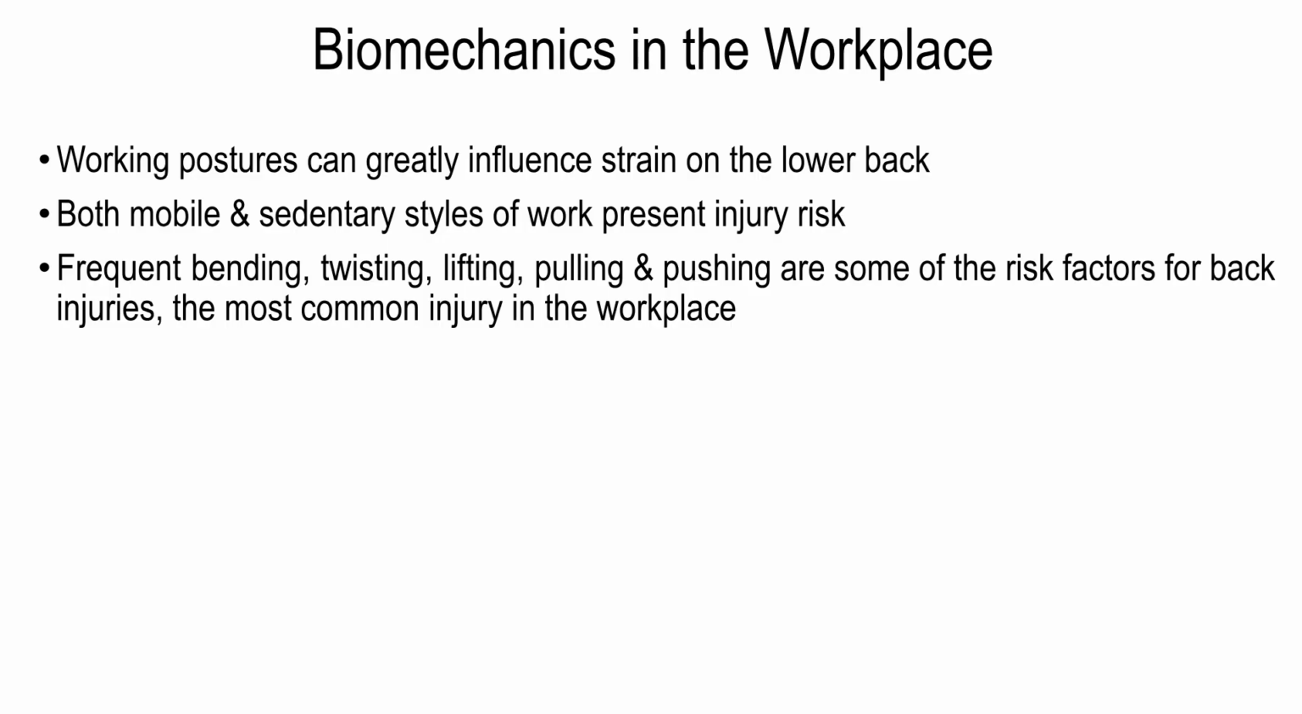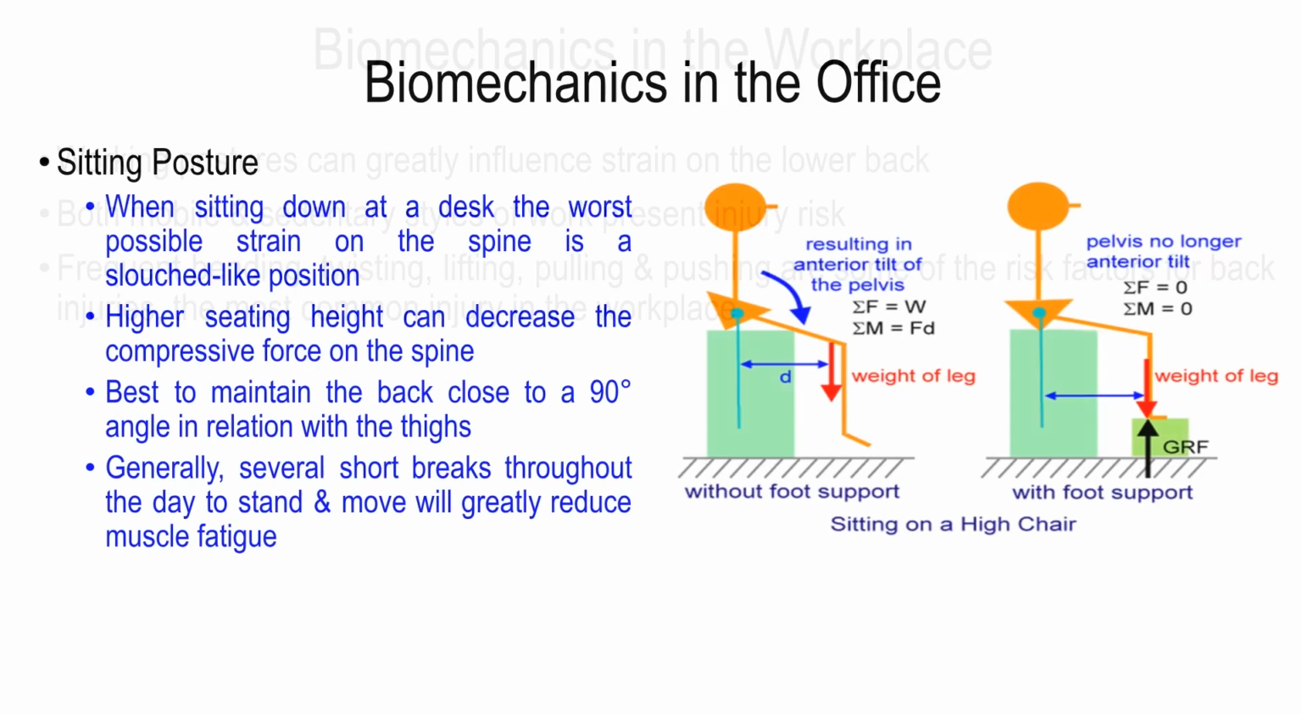In the workplace, working postures influence lower back strain. Both mobile and sedentary jobs pose injury risks. Frequent bending, twisting, lifting, pulling, and pushing are common risk factors for back injuries. For optimal sitting posture, avoid slouching, use higher seating to decrease spinal compression, and keep your back near a 90-degree angle to your thighs. Short breaks to move are recommended to reduce muscle fatigue.